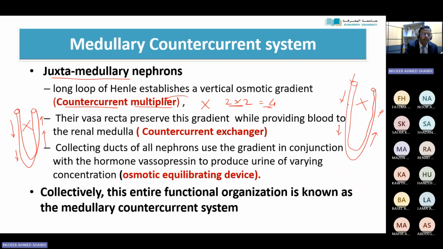So one counter current is in the tubule, that is the loop of Henle, which is part of the tubule. And here it is in the vasa recti. The blood is flowing in the opposite direction. Here it is the glomerular filtrate that is moving.